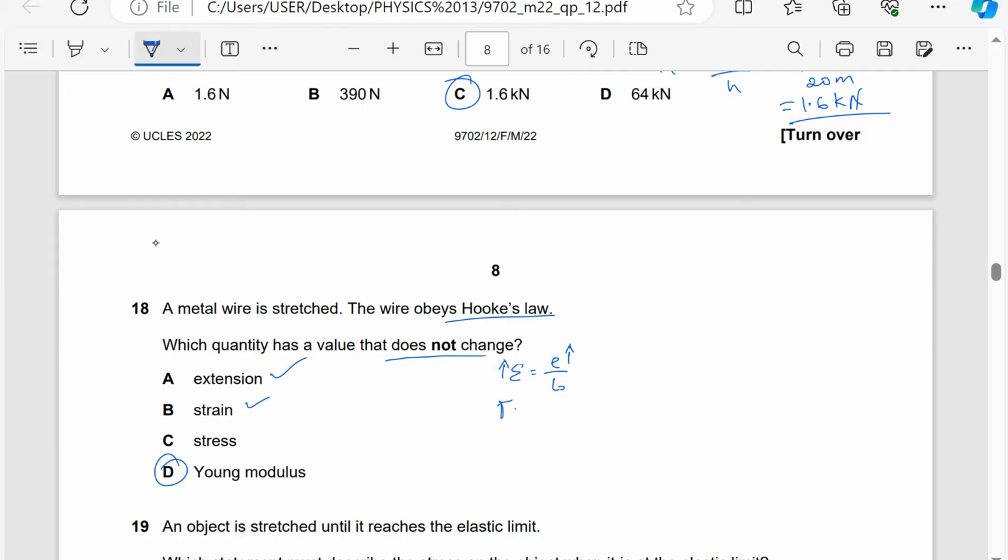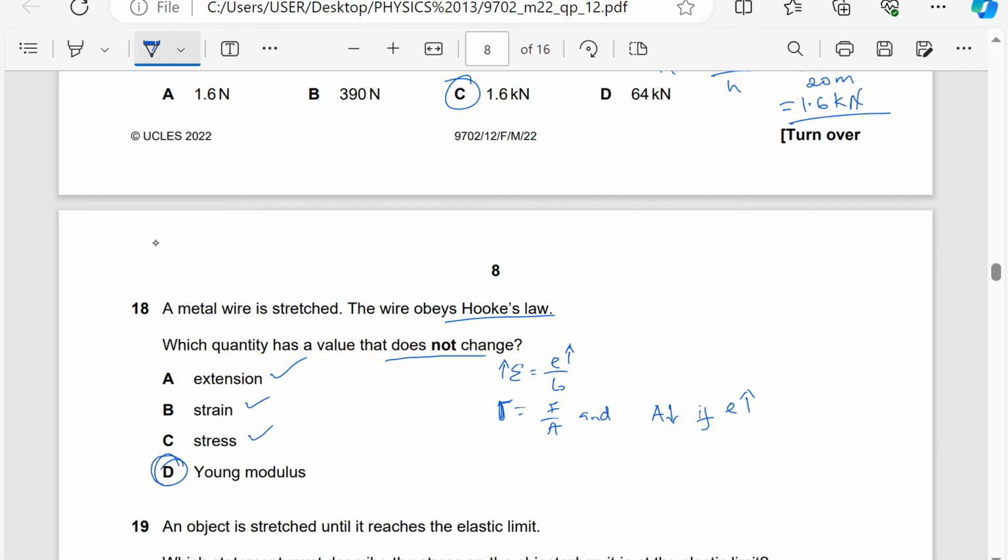Stress is equal to force over cross-sectional area. And remember, the cross-sectional area decreases if the extension increases. So the stress increases if the wire stretches. So it means this one also changes.